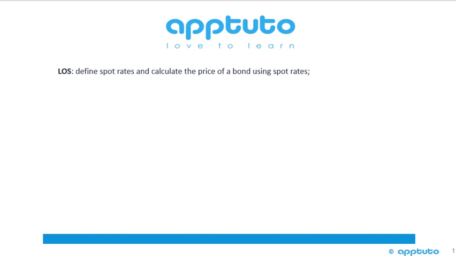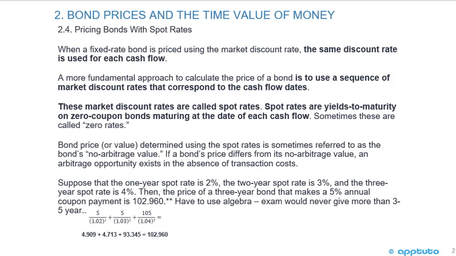This LOS is define spot rates and calculate the price of a bond using spot rates. Bond prices and the time value of money. So now we're looking at pricing bonds with spot rates.